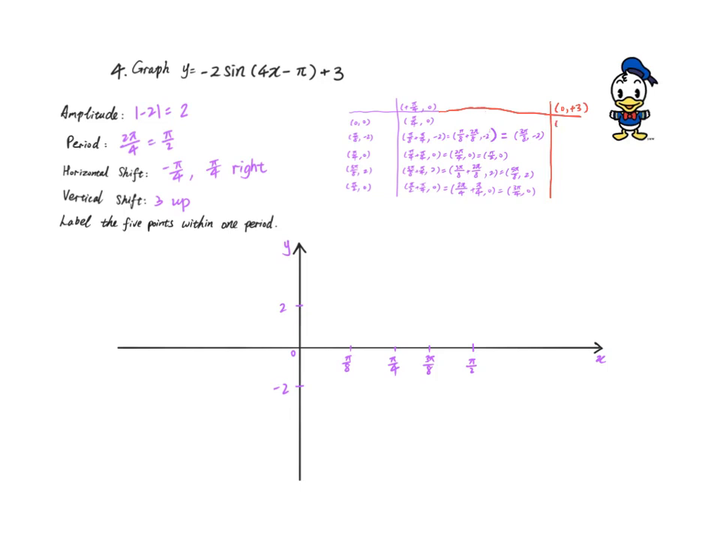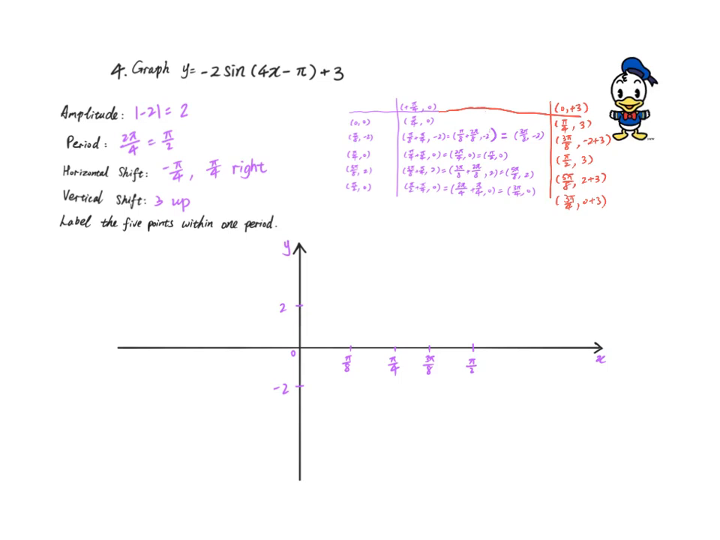Okay, so the first point becomes pi over 4 and 3. Second point becomes 3 pi over 8, negative 2 plus 3. Next one is pi over 2, 0 plus 3 is 3. Next one is 5 pi over 8, 2 plus 3. Last number is 3 pi over 4 and 0 plus 3. Make sure you simplify it. Okay, those points you want to be simplified.